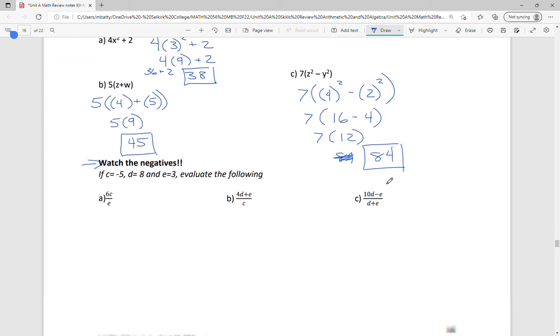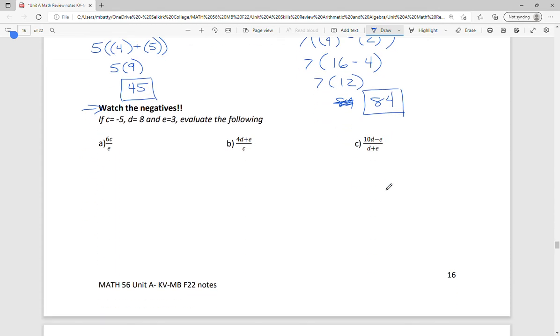We've got some negatives coming at us. Mercifully, no exponents just yet. So subbing in, every time I see a letter, I sub in the number with the brackets. I also drop the brackets as soon as I can, because it does make it look a little bit complicated.